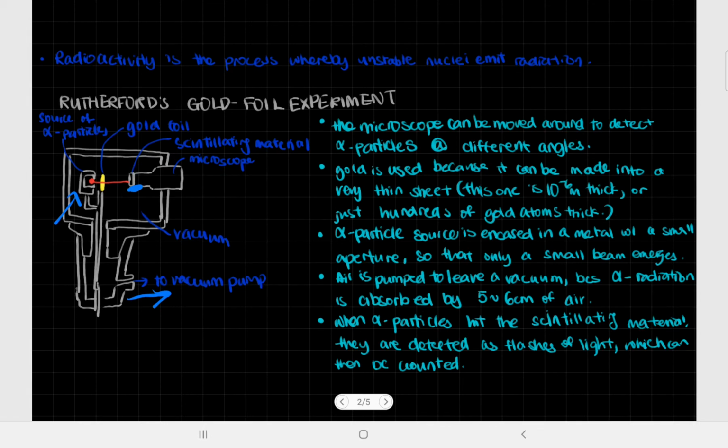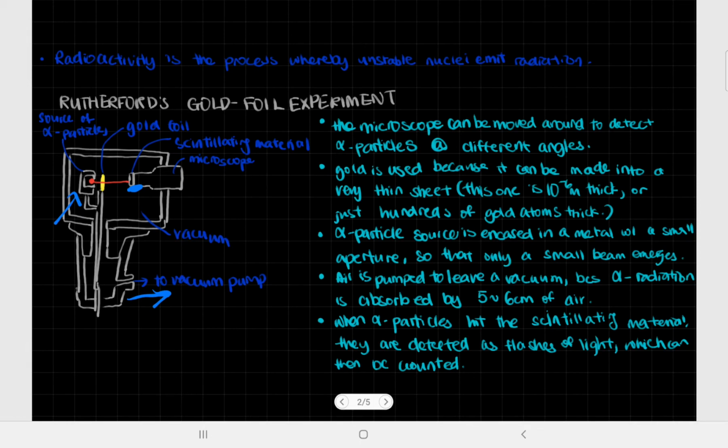Air is also pumped out to leave a vacuum. The reason this is so important is that alpha particles are extremely ionizing, which means they will collide with whatever is there, in this case particles in the air. They're going to ionize them, and they're going to eventually lose their energy, which means that not all of the alpha particles will be detected by the microscope, and it won't be an accurate experiment. So in order to make sure that the alpha particles don't collide haphazardly, and to make the experiment more accurate, there had to be a vacuum so that its path was cleared. Alpha particles are absorbed by just 5 to 6 cm of air, so it was really important that this didn't happen.